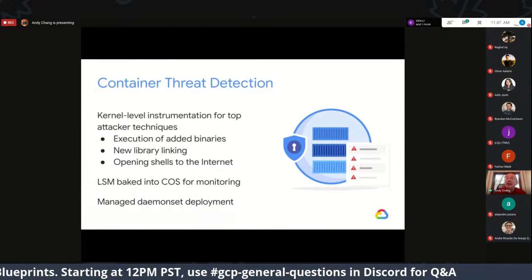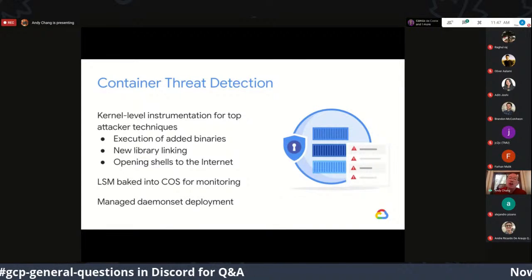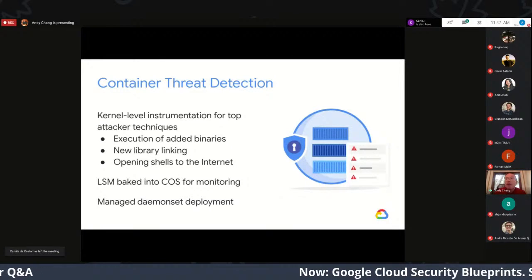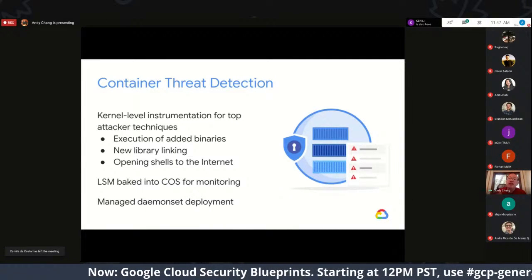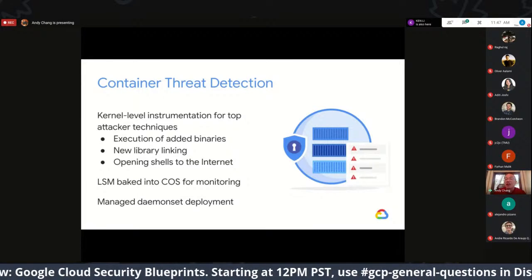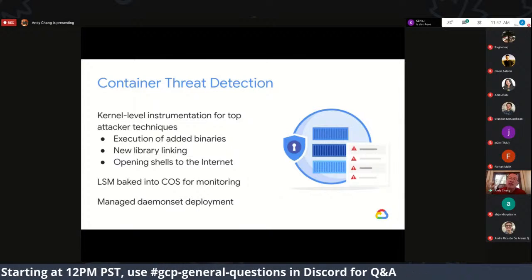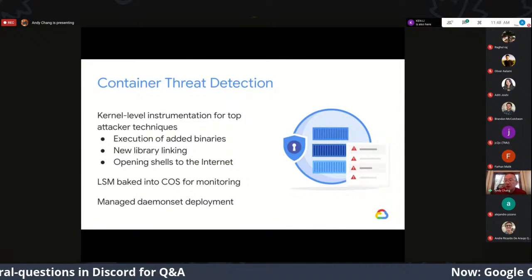So when folks have linked things in and are running malicious code on your containers, when folks link libraries in, similarly the ability to inject malicious code, or things that are opening up shells back to the public internet, which is typically an example of folks trying to exfil information or phone home. Those are key detections that are built in fundamentally into container threat detection as a part of the Command Center Premium product.